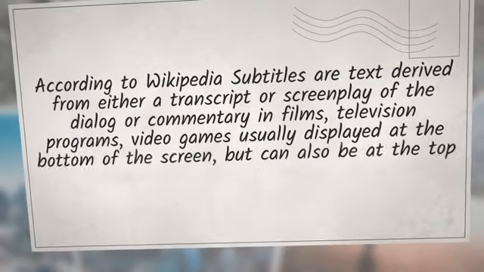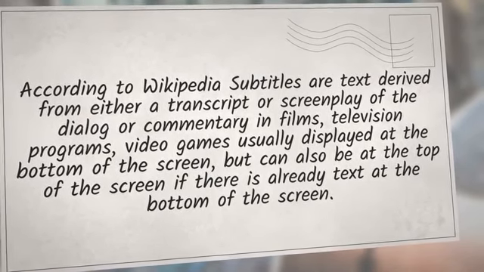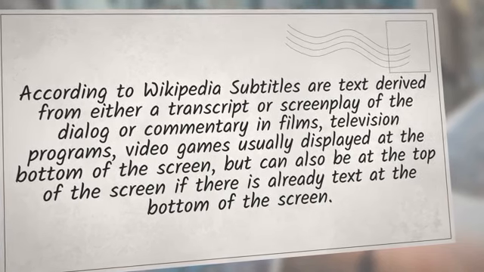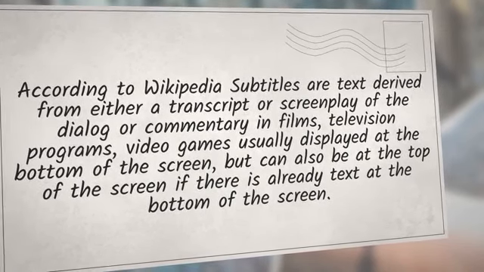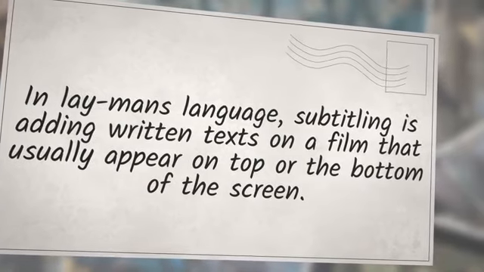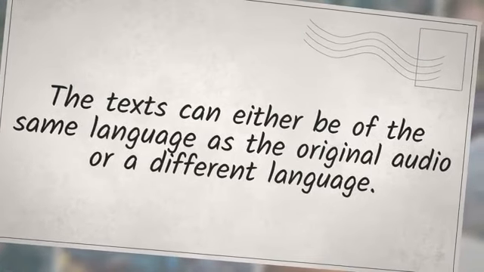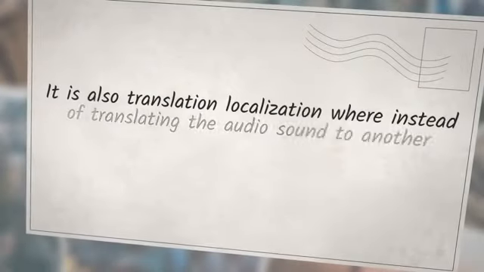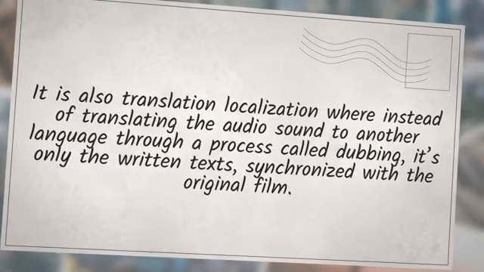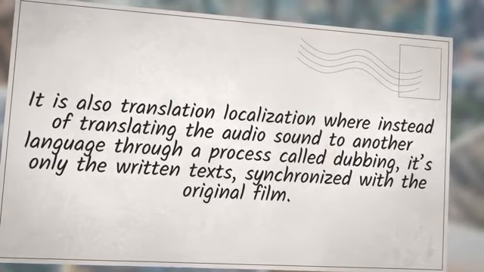What is subtitling? According to Wikipedia, subtitles are text derived from either a transcript or a screenplay of the dialogue or commentary in films, television programs, video games, usually displayed at the bottom of the screen, but can also be at the top of the screen if there is already text at the bottom of the screen. In layman's language, subtitling is adding written texts on a film that usually appear on top or the bottom of the screen. The text can either be of the same language as the original audio or a different language. It is also translation localization, where instead of translating the audio sound to another language through a process called dubbing, it's only the written texts synchronized with the original film.